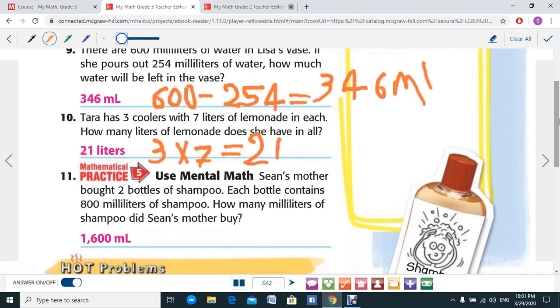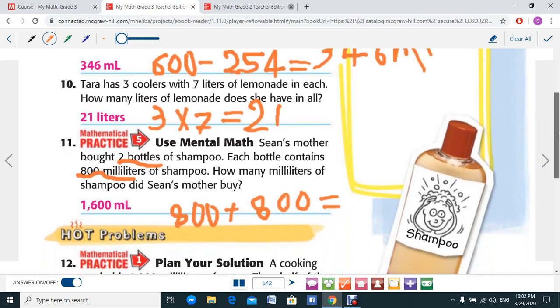Okay. Number 11. Sin's mother bought 2 bottles of shampoo, each bottle contains 800 milliliters of shampoo. How many milliliters of shampoo did Sin's mother buy? Because they are 2, we're going to add 800 plus 800, which will equal 1600 milliliters. Okay, I think now each question is clear.